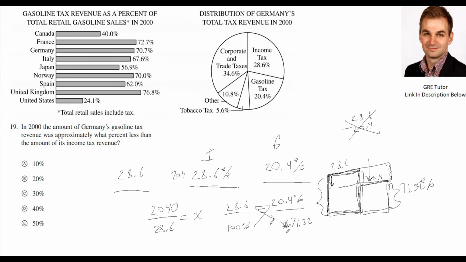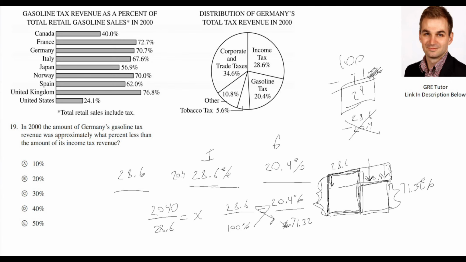All right, so what we do is we take 100, which is, if we assume this is the whole pie, that's 100, and we subtract 71.32. All right, now we just round this off to 71. What we end up getting is 29. All right, so that's where we're at. It's about a 29% decrease. So 20.4 is about 71% of 28.6, which means you have to go down 29% to get here.